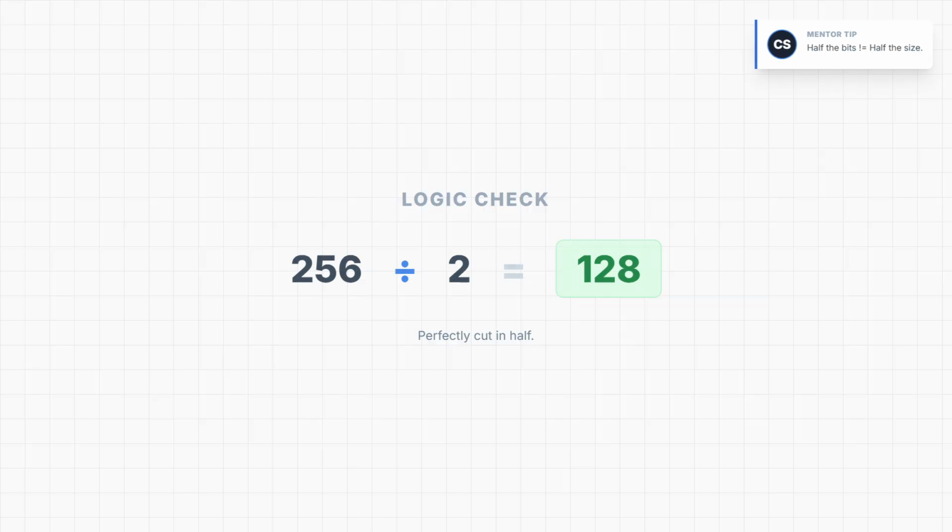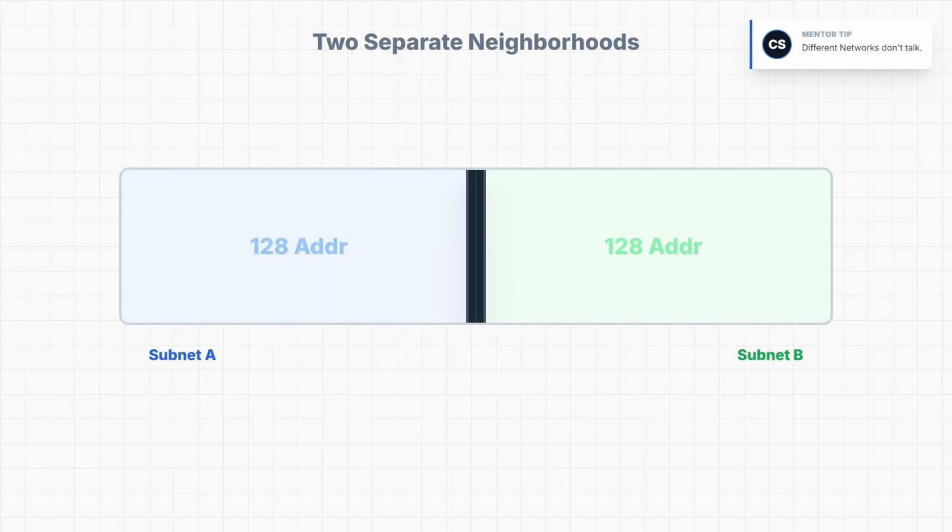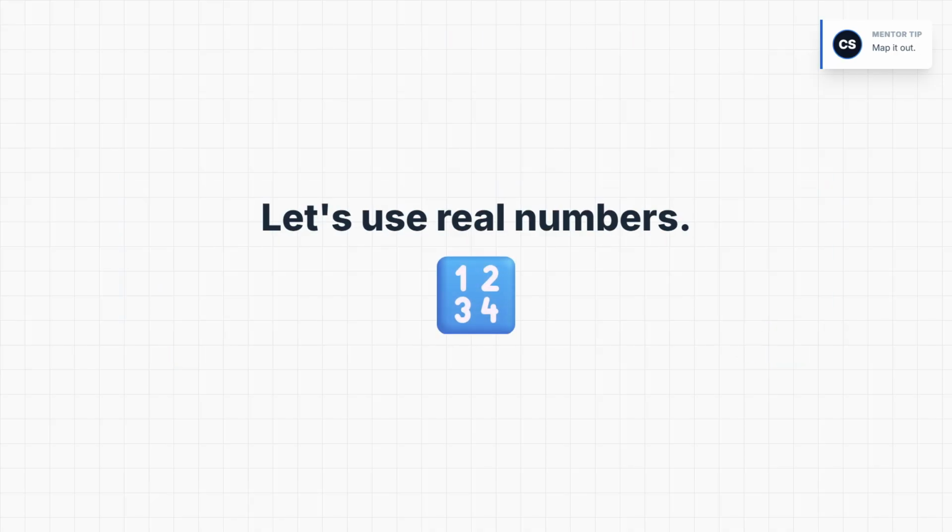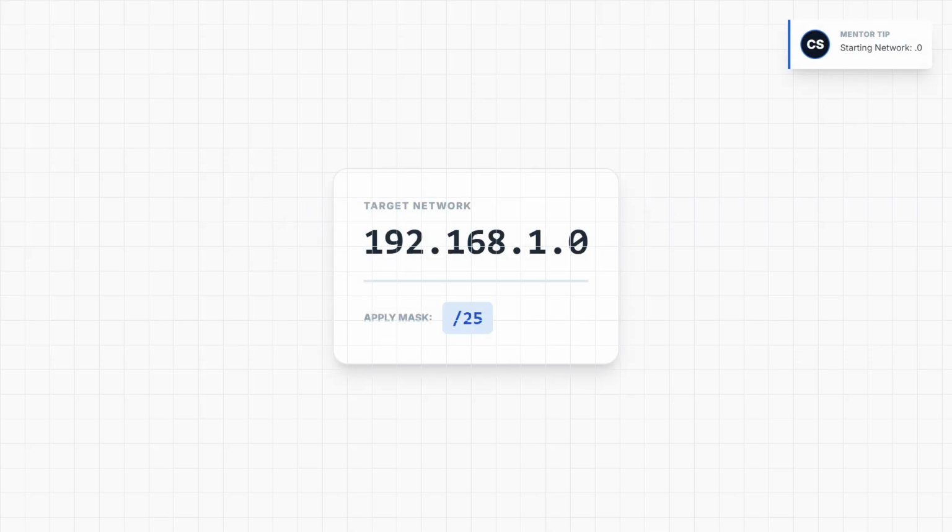So we have effectively taken our one giant neighborhood and built a massive concrete wall right down the center of the street. We now have 2 separate neighborhoods, and each neighborhood is exactly 128 addresses long. Let's watch this work in practice with real numbers. This is the part where people get confused about where the numbers start and stop.